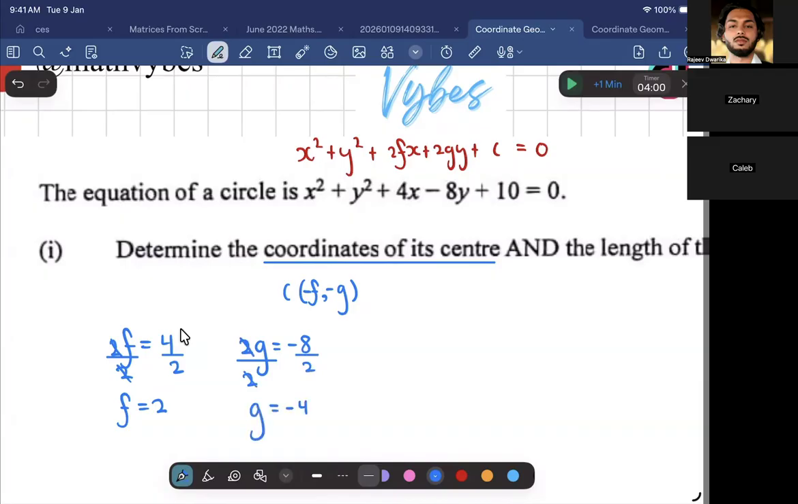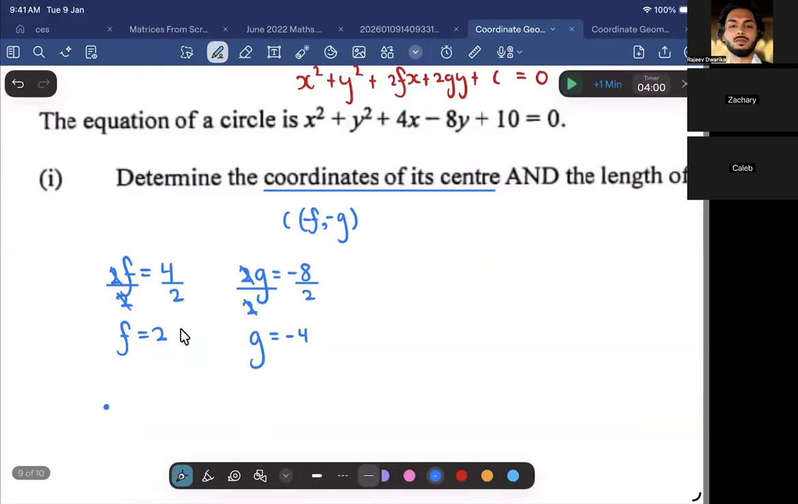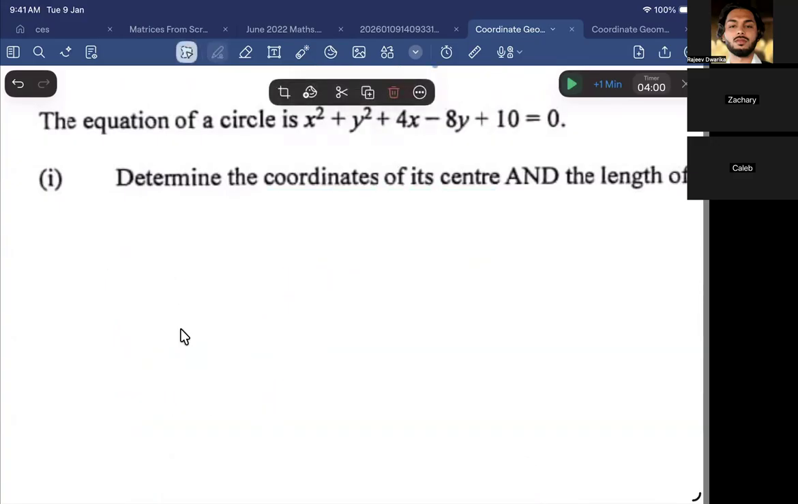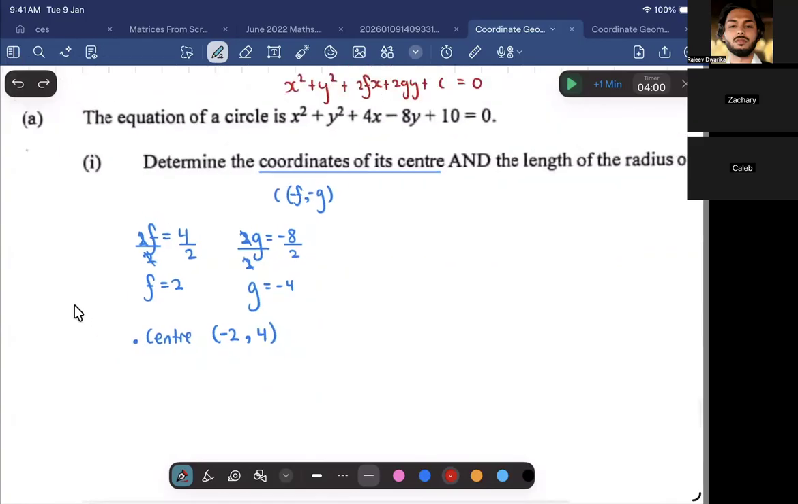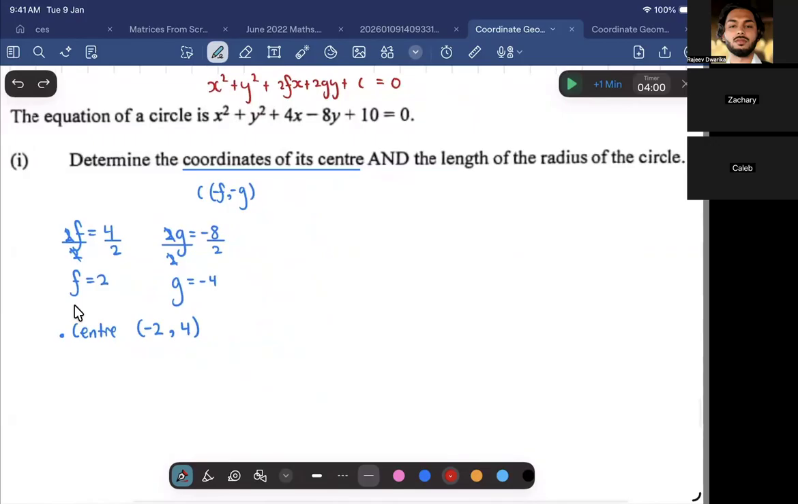So how am I going to use that to find the coordinates of the center? It's going to be open bracket minus 2, comma 4 close bracket. If f is 2, then minus f would be minus 2. Minus g would be minus minus 4. Negative by negative is a plus, so plus 4. So that's why I have negative 2, comma 4. That was really easy.